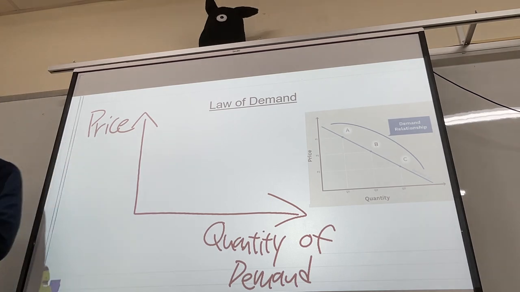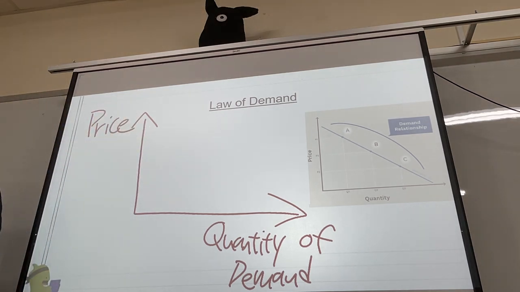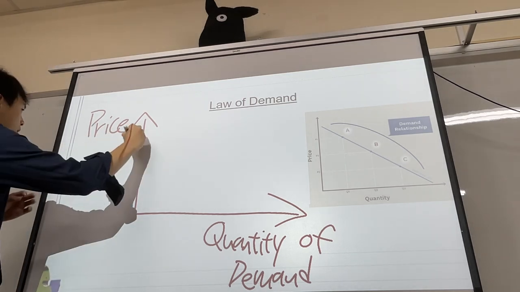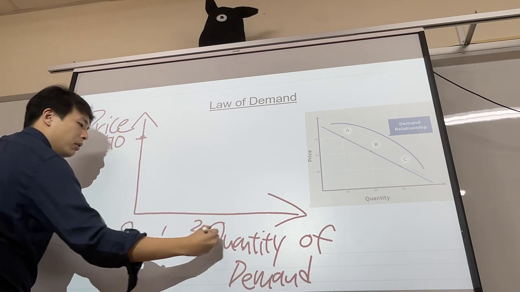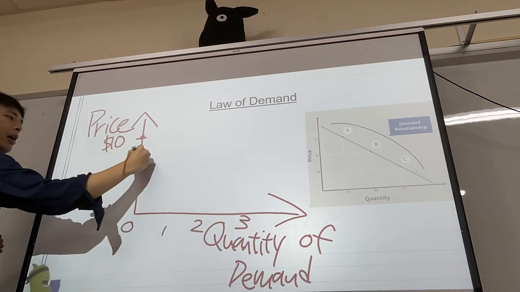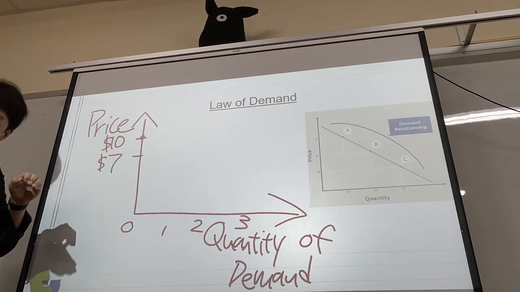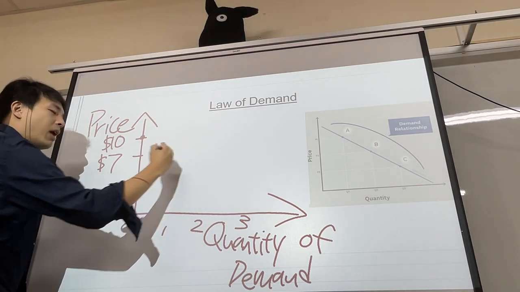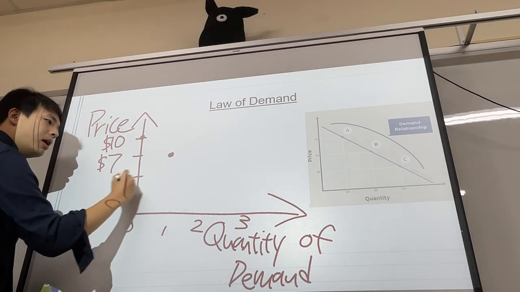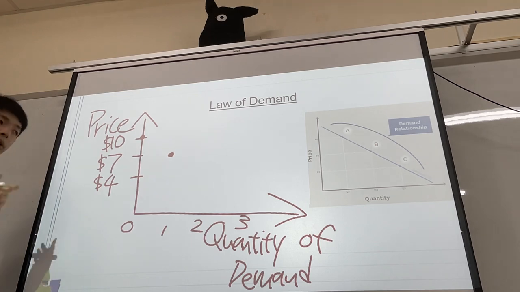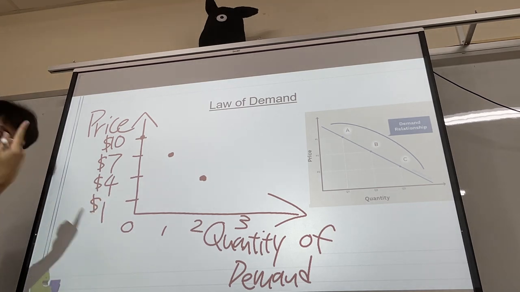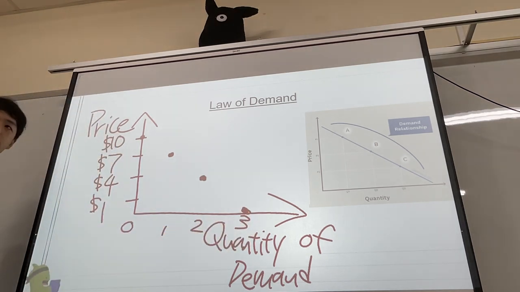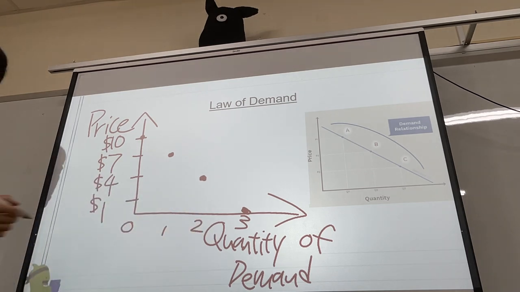Now, basic concept again. When the price goes up, will I buy more or less? Less. For example, if this thing is $10, I will buy less, which means this is zero, like one, and then two, and then three. I will buy nothing here. If the price is $7, it goes down a little bit. Maybe buy one. If the price is $4, it's two. Getting cheaper. And then, if the price is $1, buy three.